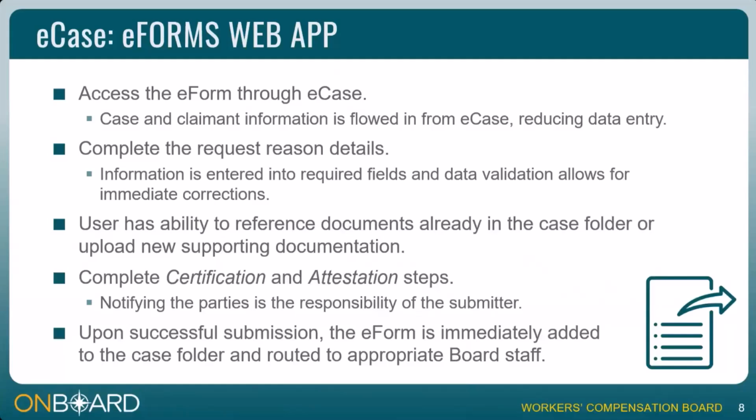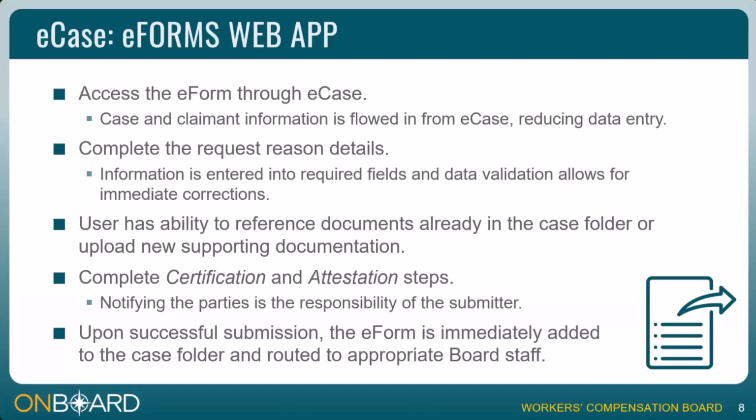This will allow case information and claimant information to populate into the eForm once you select the form that you're going to use. The eForm wizard walks the user through what action is needed and what fields need to be completed in a few short steps. Like the paper form, there are three categories: compensation, medical, and other, consisting of multiple request reasons under each category. The user will select a request reason and complete the request details.